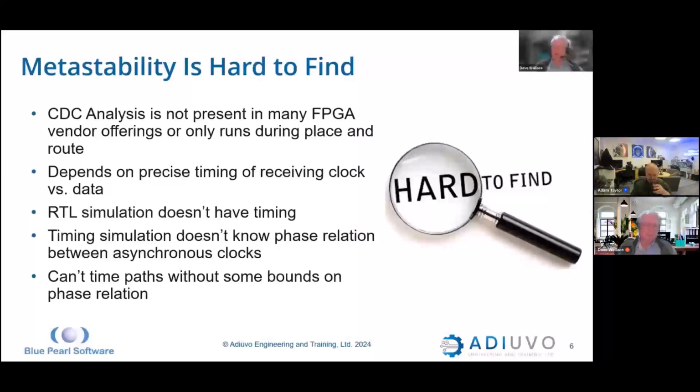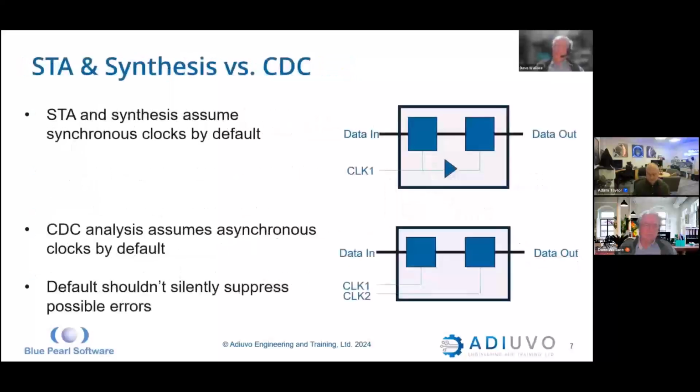But it depends on the precise timing of the receiving clock versus the data. And for some cases, like RTL simulation, you don't even have that. You only have cycle accurate timing. But even timing simulation doesn't know that phase relationship between asynchronous clocks if they truly are asynchronous. And you just can't time the paths without some sort of bounds on that phase relationship. So what do we do? Well, that's where CDC analysis comes in.